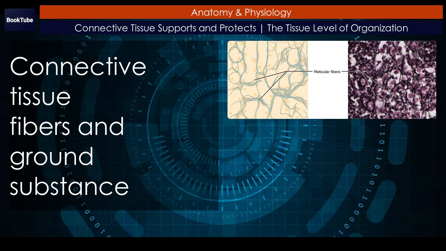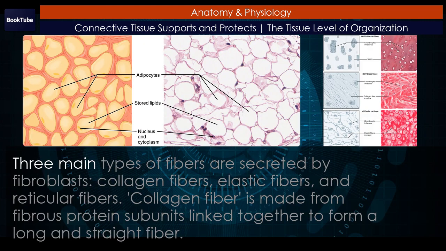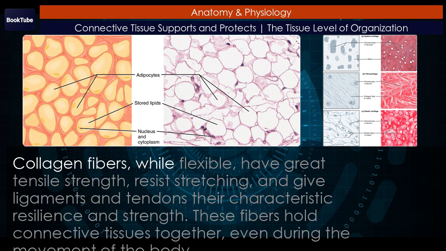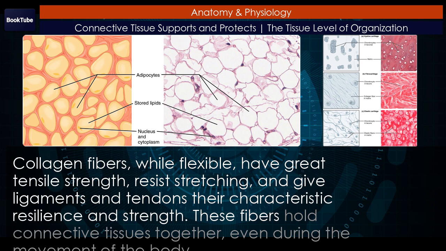Connective tissue fibers and ground substance. Three main types of fibers are secreted by fibroblasts: collagen fibers, elastic fibers, and reticular fibers. Collagen fiber is made from fibrous protein subunits linked together to form a long and straight fiber. Collagen fibers, while flexible, have great tensile strength, resist stretching, and give ligaments and tendons their characteristic resilience and strength. These fibers hold connective tissues together, even during the movement of the body.